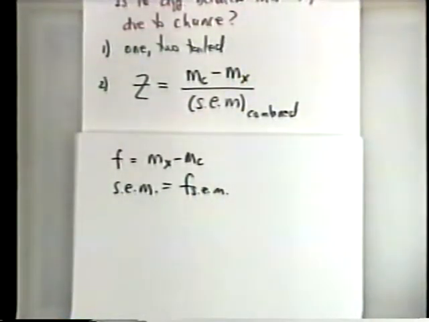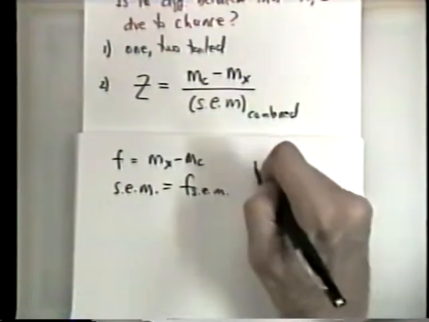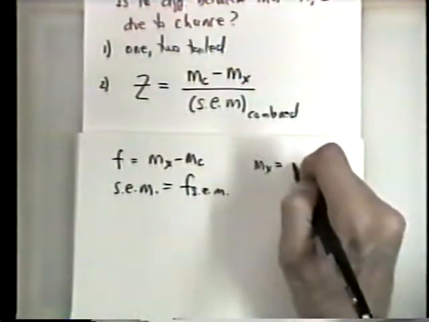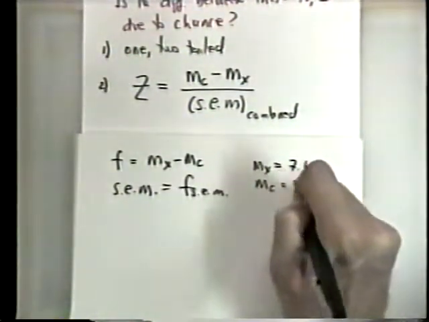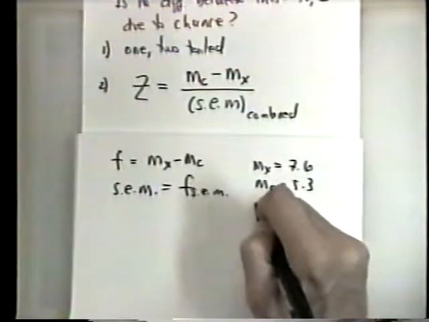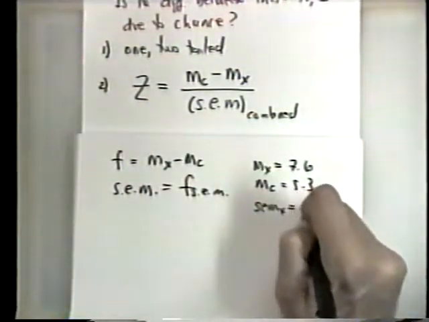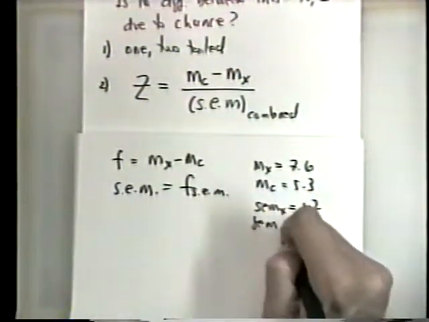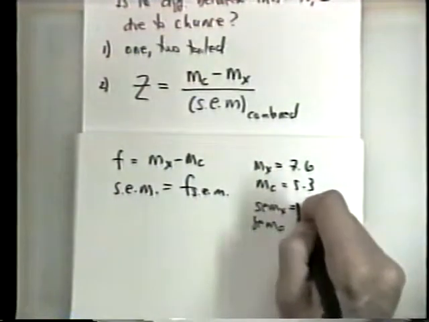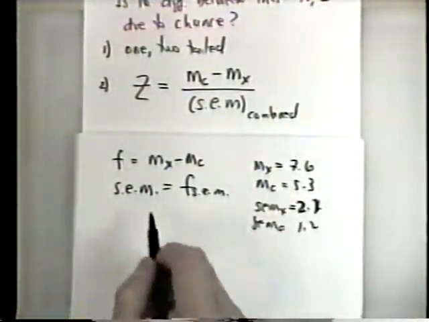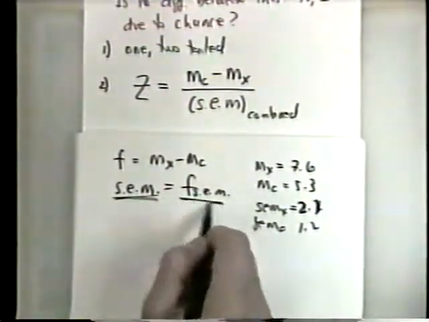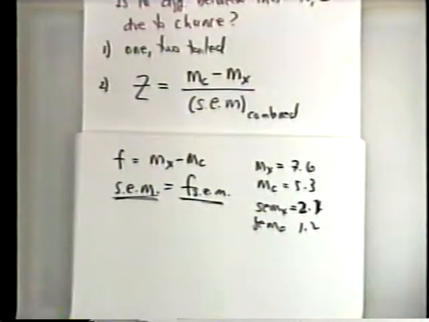Okay? So what we need to do in order to make this test meaningful, we know that mx is 7.6. We know mc is 5.3. We know that the SEM of the experimental group is 2.1, and the SEM of the control group is 1.2. So we have all this. What we want to compute is the SEM of f from the SEMs of mx and mc.